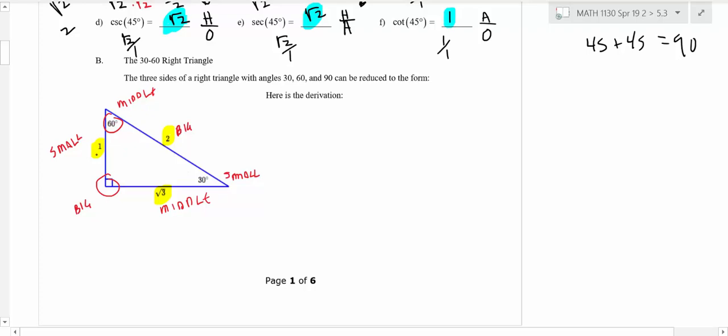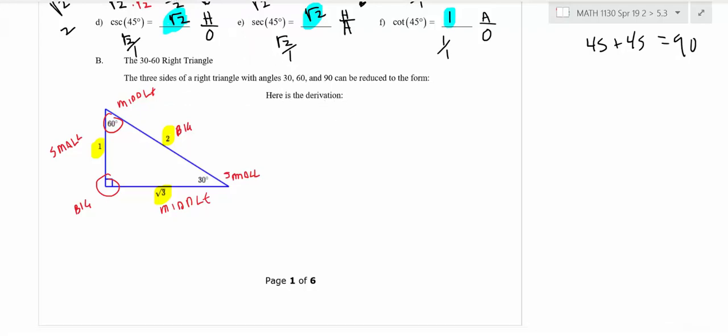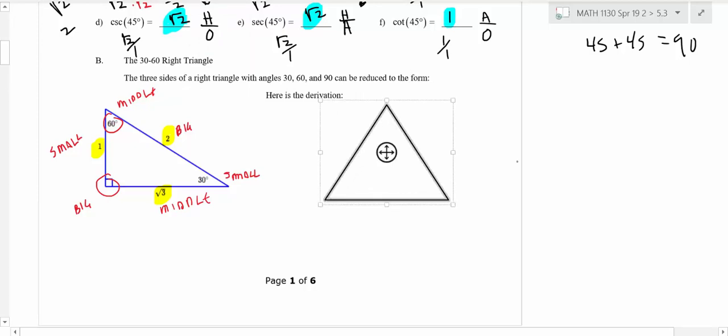Okay, so let me show you how to derive this. This derivation is pretty simple also. So what we're going to do on this is we need to draw an equilateral triangle. Okay. There are several ways I can do this, but let's just say this is 1, that's 1, and that's 1. So all of the sides are basically the same on this.